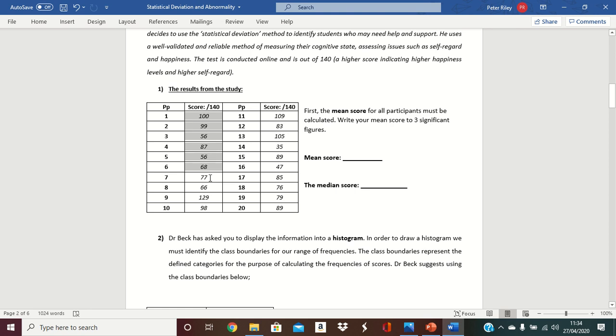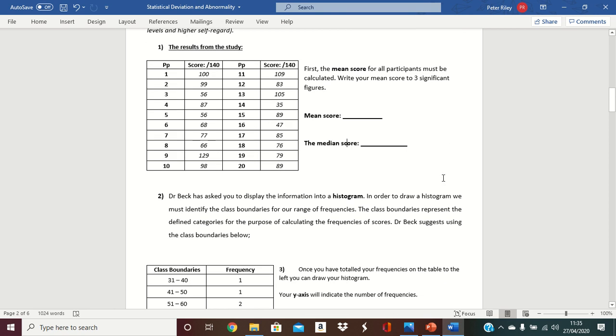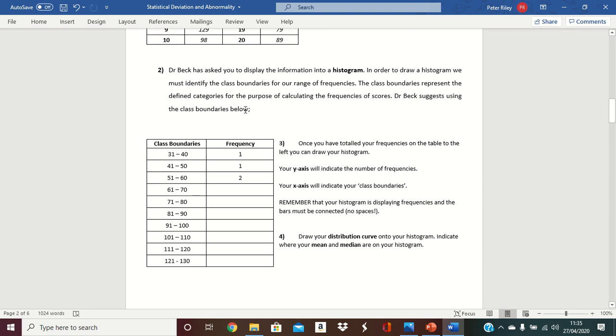So to do that, you just add up all the individual participant scores, and then you divide by the number of participants that we have present, which is 20. To calculate the median score, put them in numerical order and find the middle value in our data set. Once you've done that, I want you to display your information on a histogram.